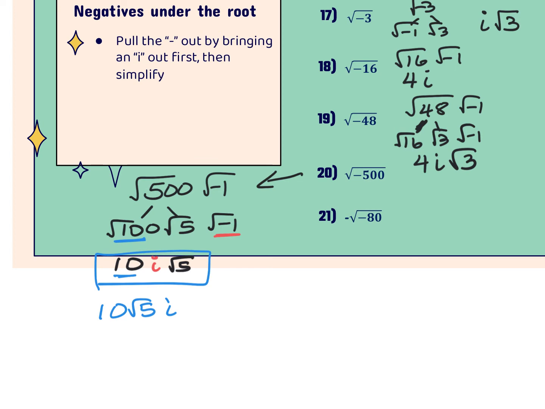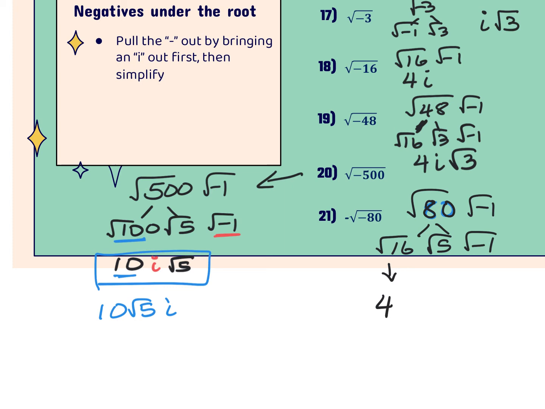And then 80, again, I can break it down into 80 times -1 first. Got to break down the 80. It's not a perfect square. I could do 16 times 5. Now, again, if you're not catching on that it's a perfect square, the biggest perfect square is 16. If you started with 8 times 10, you'd have to keep going. But the 16 turns into 4.